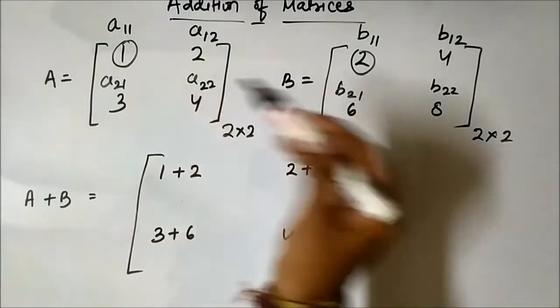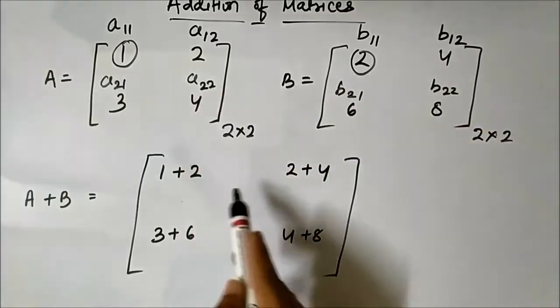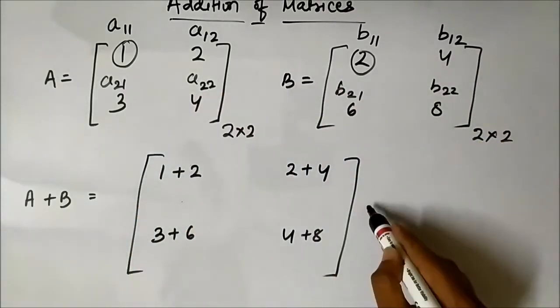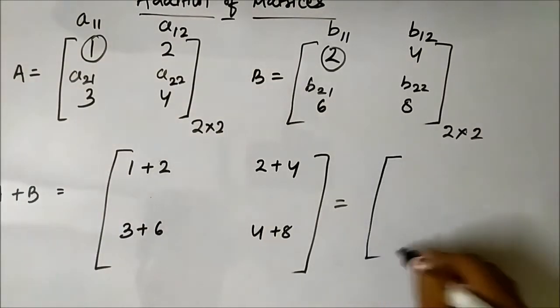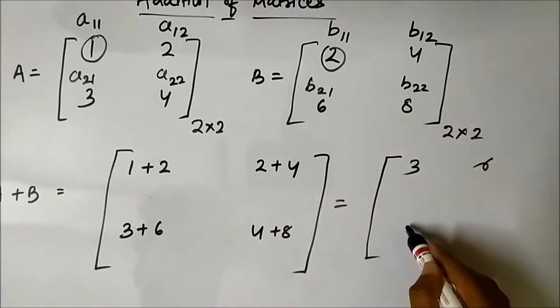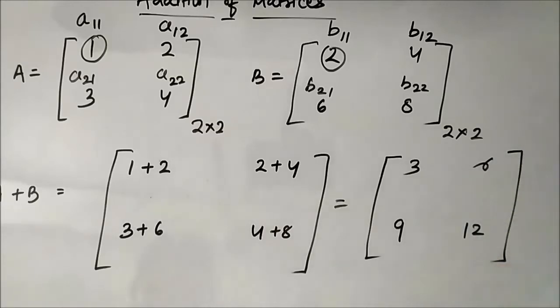So respective elements are added with respect to each other: 1 with 2, 2 with 4, 3 with 6 and 4 with 8. So this result will be 3, 6, 9 and 12. This is the result of the addition of the two matrices.